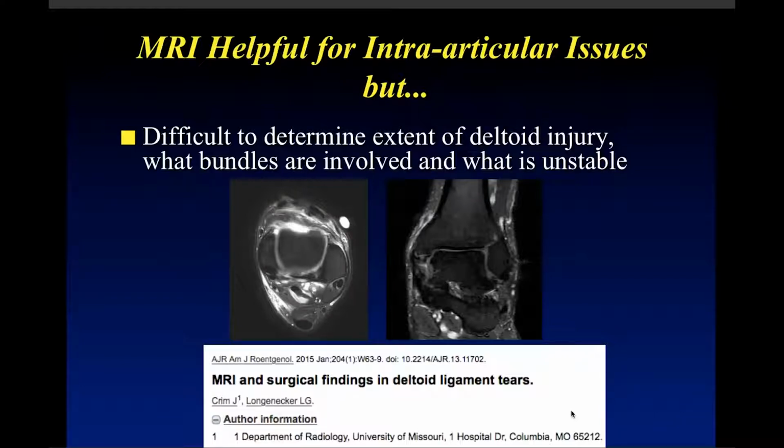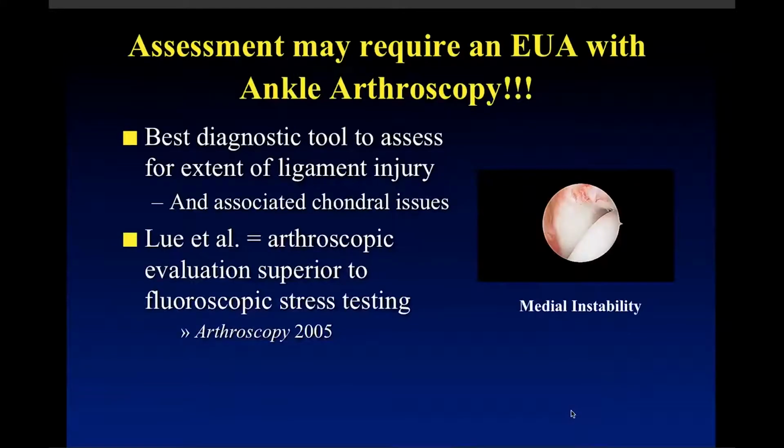What bundles are involved? What is actually unstable? So again, MRI can be helpful in ruling out intra-articular lesions, but it may not be helpful in identifying exactly the extent of ligament damage, particularly on the medial side of the ankle. And then what it comes down to is, unfortunately, your full assessment of these individuals in assessing for medial-based instability may rely on an ankle arthroscopy.